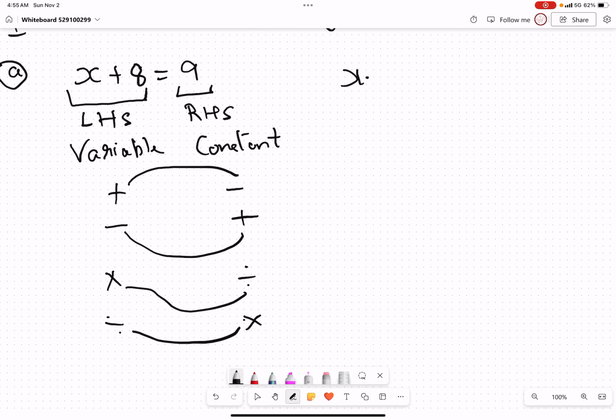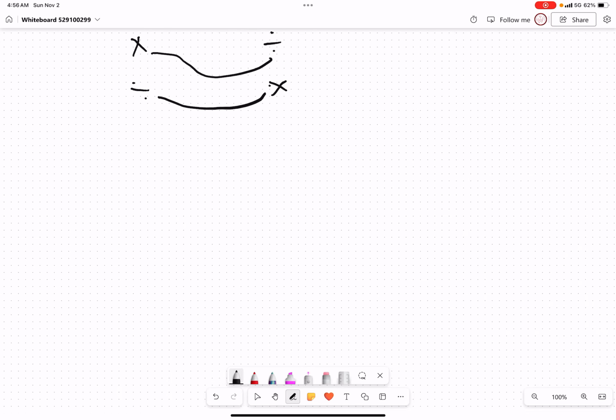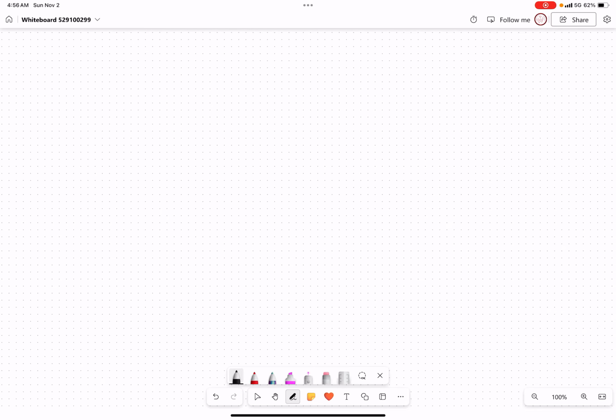Now, x plus 8 equals 9. Therefore, x equals 9 minus 8. x equals 1. That's all. Okay, let's go for B. No, what I'll do is I will skip. I want you guys to do B and send it to me. I'll do C.